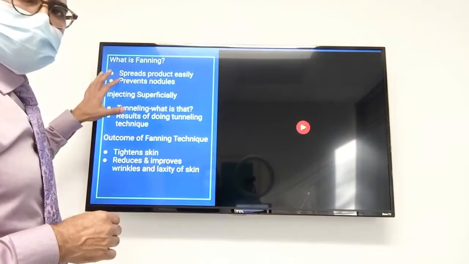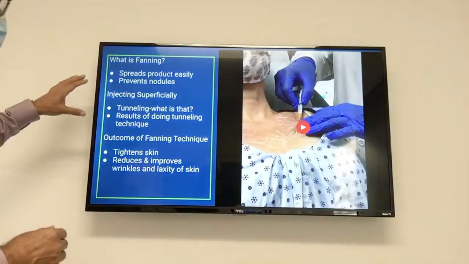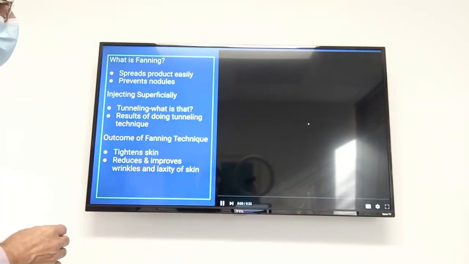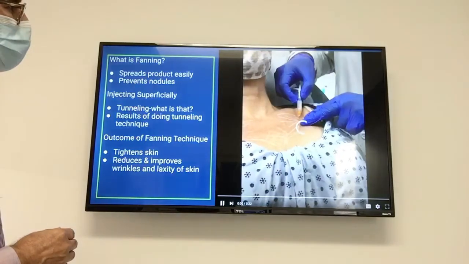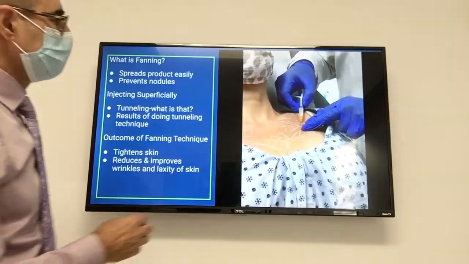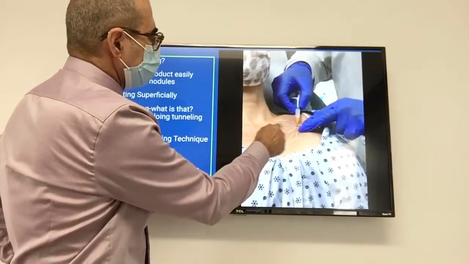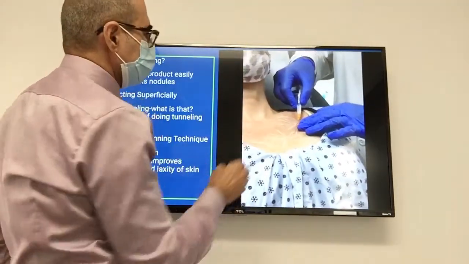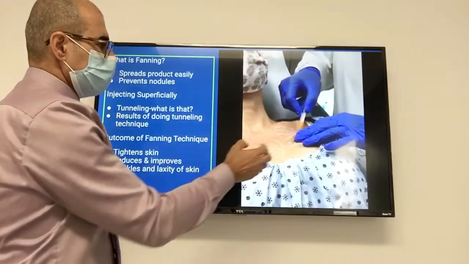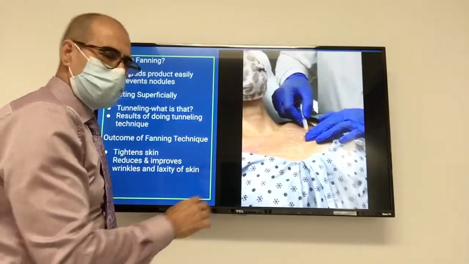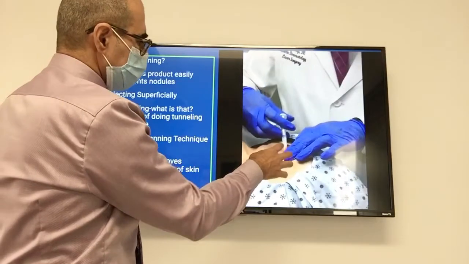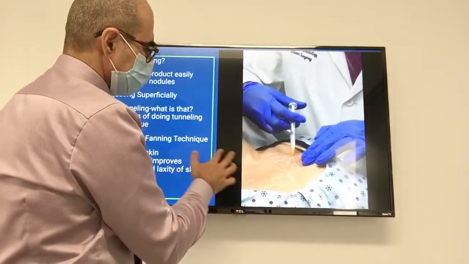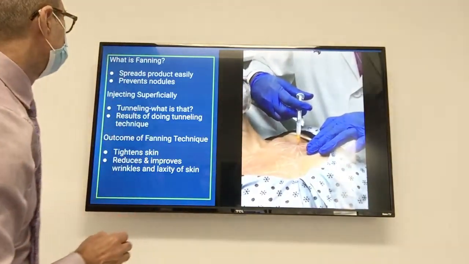The method that we use is called fanning, and fanning is really the process of spreading the hyperdilute Radiesse. As you can see in this video, it's going in these different directions and fanning it, like a fan really. So spreading just a really hyperdilute amount, and then injecting it all over the area. We inject it in this area, which is the upper chest, lower chest area, right in this area, and then the same thing on the other side.